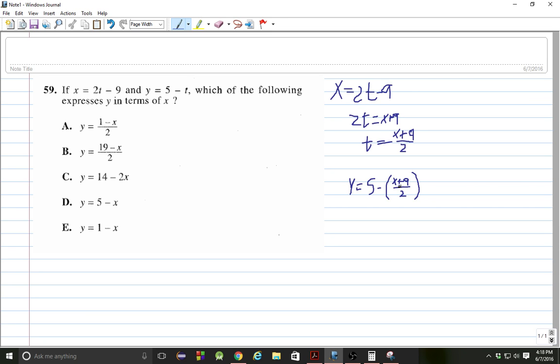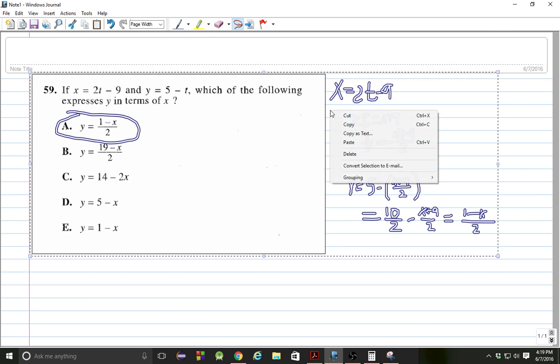So 5 is equal to 10 over 2, minus x plus 9 over 2. So what we get, this equals 10 minus x plus 9, well, that's 1 minus x, over 2. So our answer becomes 1 minus x over 2. And we've come to the last problem.